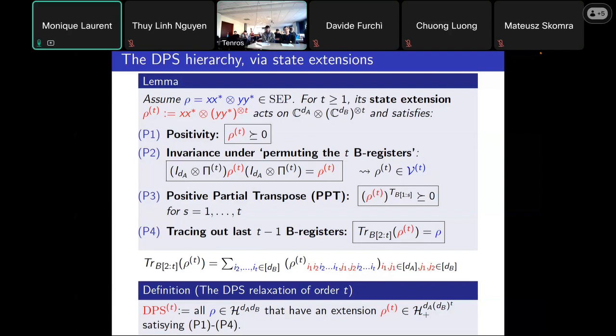So maybe I just slowly go back to, okay, we have seen the completeness of the DPS hierarchy. The point is that this hierarchy was introduced in the quantum setting, and the tools for showing the completeness were completely different from the tools I know, at least.